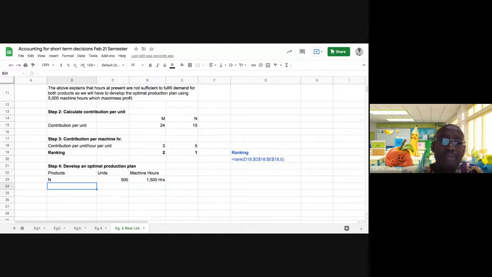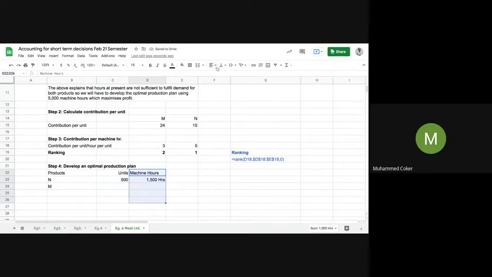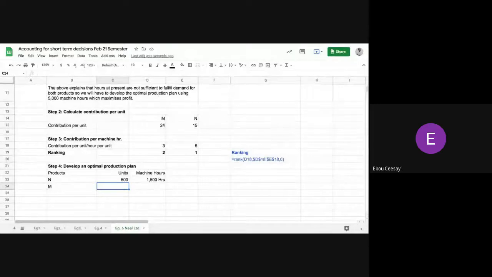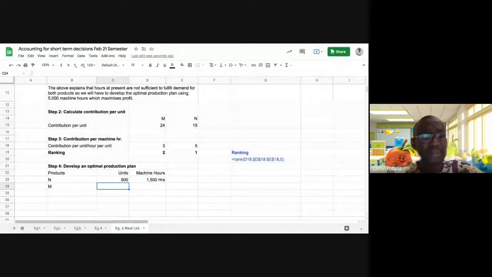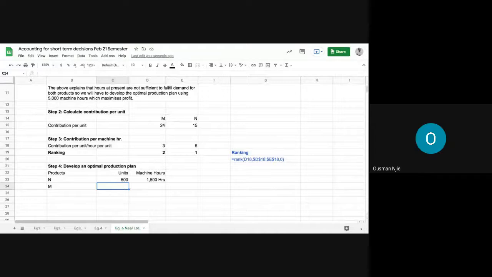Okay, so now we are left with M. M is how many units? 600 units. Can we produce everything of M? Can we produce all the 600 units? No, we cannot produce all the 600 units, because we don't have enough hours.